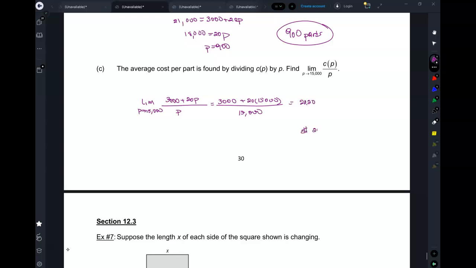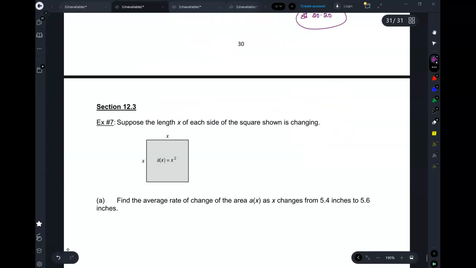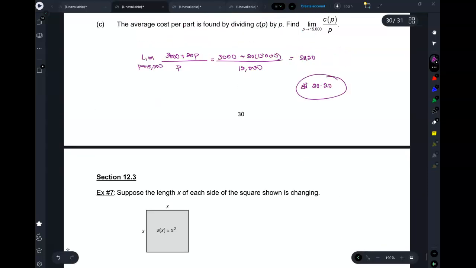Why don't you have to write the limit right before you plug it in? I did. Oh, here, because you already plugged it in. Once you plug it in, it's no longer a limit, it's the actual value. Okay? All right, so remember this is like money, so it has to go to 2 decimal places. Okay, so let's go to this next one.